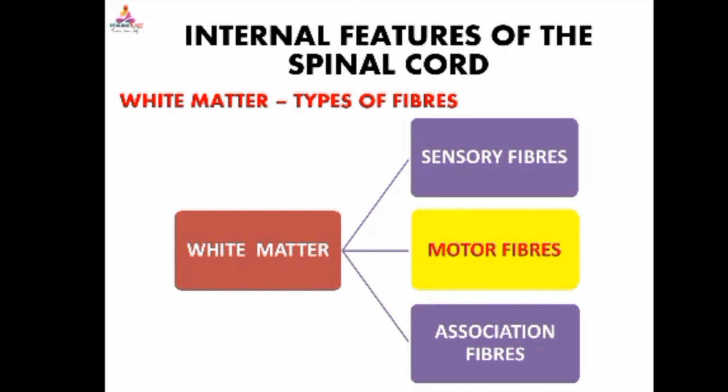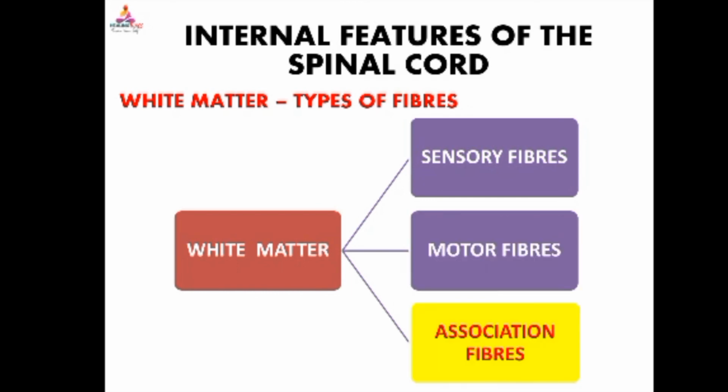The motor fibers include the descending fibers from higher centers, supraspinal level, to the spinal cord, and the nerve fibers of the anterior and lateral horn cells that go to the motor roots of the spinal nerves. Third is the association fibers. These fibers originate and end within the spinal cord, interconnecting the neurons of the same segment or of different segmental levels.